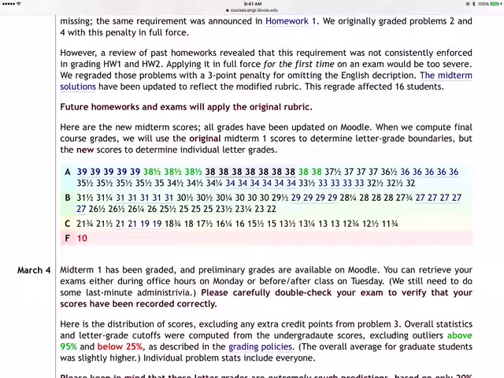Are there any questions about the exam? And again, I have to apologize for this confusion about the grading rubric. We tried to balance fairness with the point of the rubric.